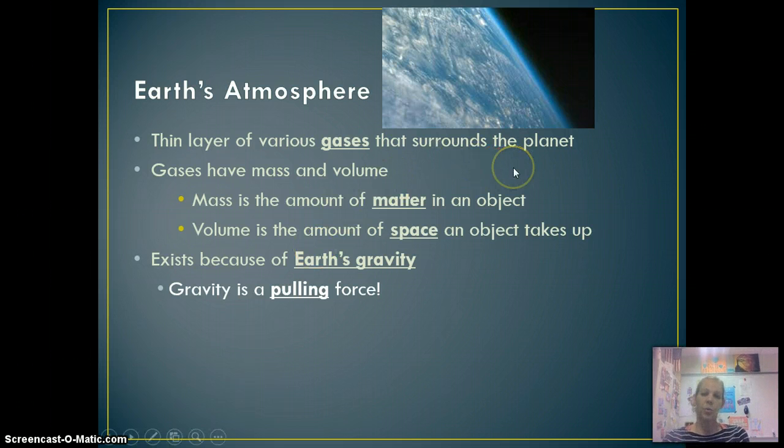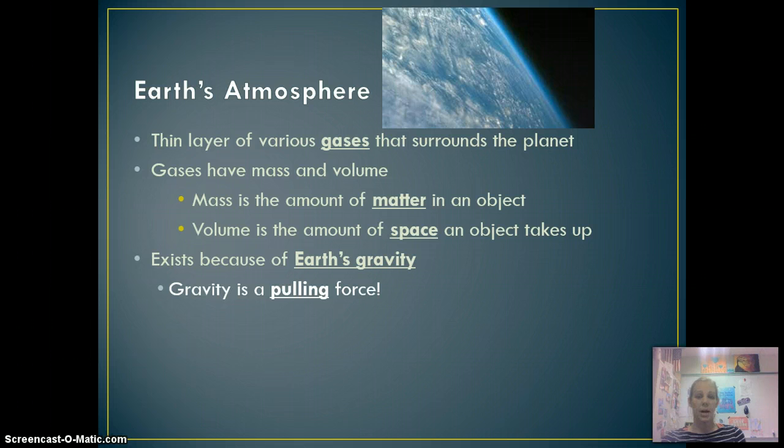Earth's atmosphere. Well, what is it? It is a thin layer of various gases that surround the planet. Here is a picture that shows a view of the atmosphere from space. Something you need to understand about gases in general is that gas has mass and it also has volume. We've talked about that mass is the measure of the amount of matter or particles in an object, and volume is the amount of space that an object takes up. We will further discuss both mass and volume of gases when we discuss the density within the main layers of Earth's atmosphere.